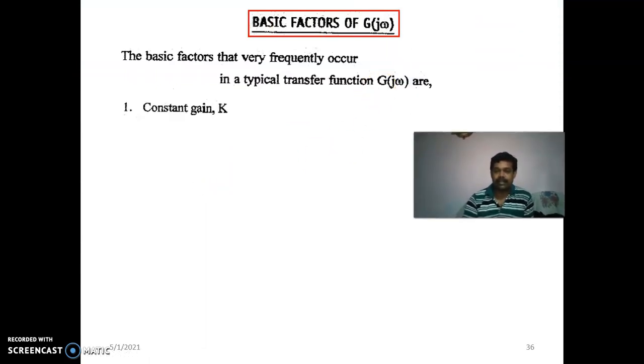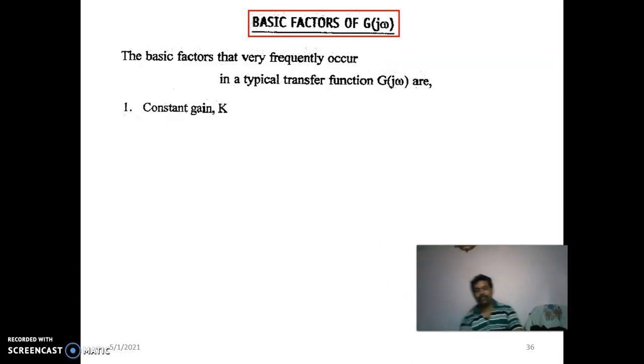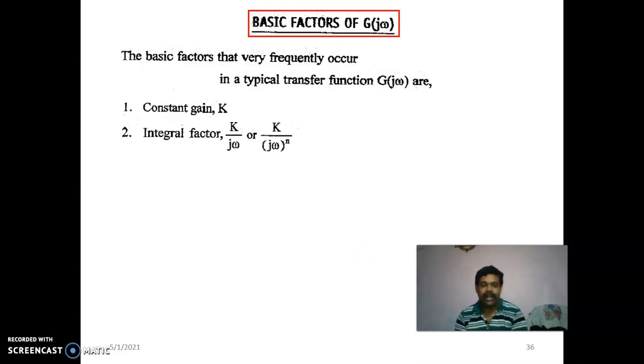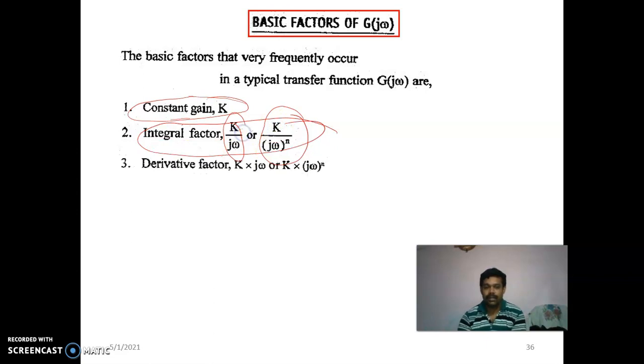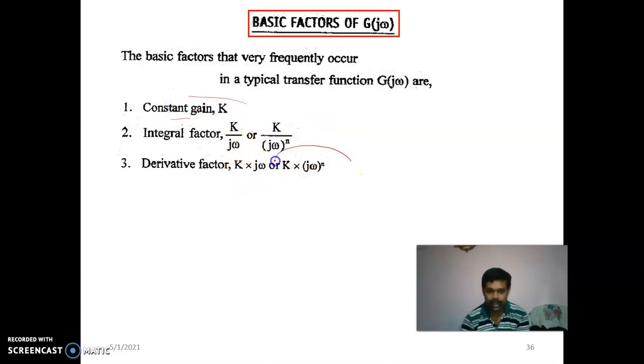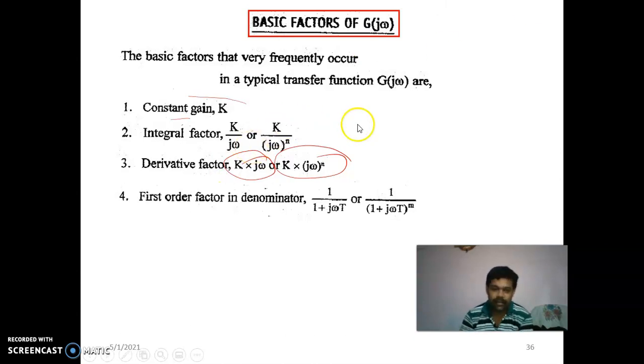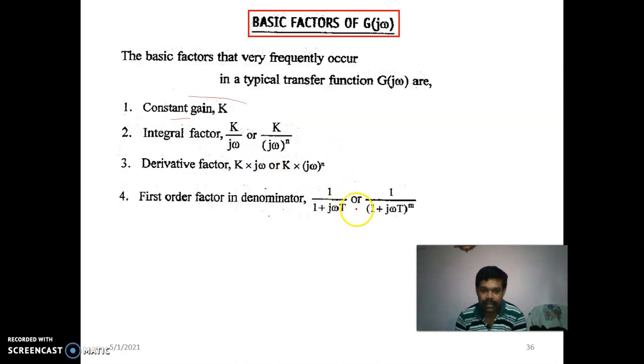The basic factors that frequently occur in the transfer function are: first, a constant gain k. Second, an integral factor k by j omega or k by j omega to the power n. Then a derivative factor, k into j omega or k into j omega to the power n. Then a first order factor in the denominator, either 1 by j omega t or 1 by j omega t to the power m.